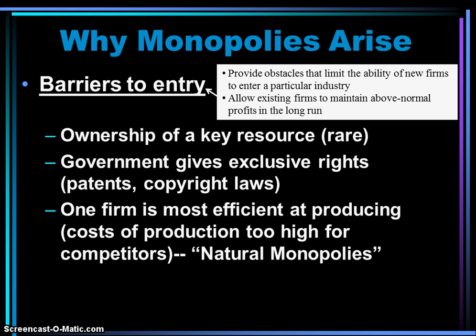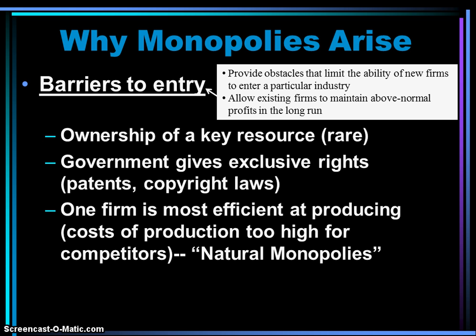Let me give you an example of this. So one example of a natural monopoly is electricity. If you live in this area, Xcel Energy provides your electricity, or Conexus, or another subsidiary of Xcel. The reason that the government gives Xcel Energy the right to be the natural monopoly in this area is it's safer and more cost efficient to have one company in charge.